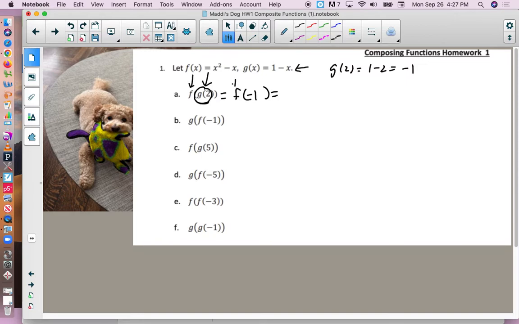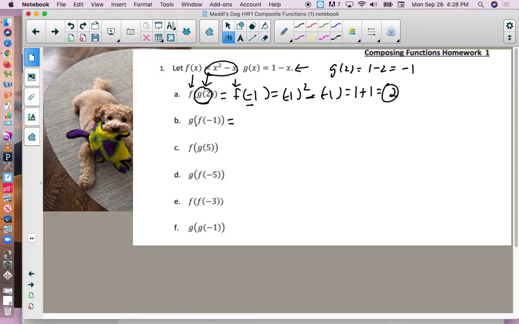So now I go to function f, which is x squared minus x, and I fill in negative 1. Negative 1 squared gives me 1. Minus a negative gives me plus 1, so my answer is 2.